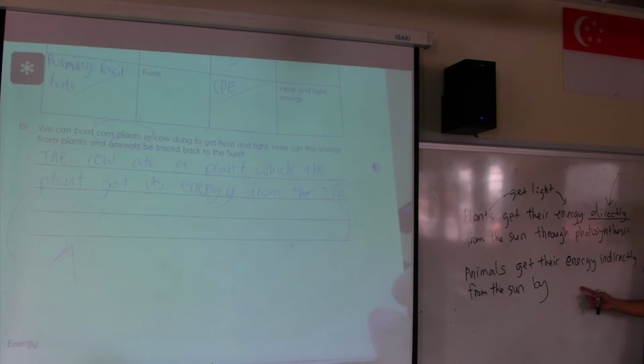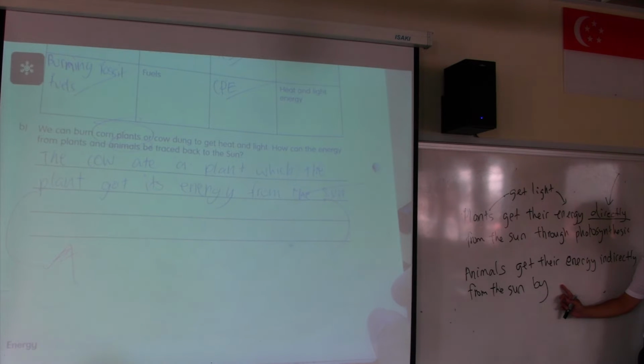How do you trace them back to the sun? And you must get the energy indirectly from the sun. How? By what? By plants. Okay. So a lion gets the energy indirectly from the sun by plants.